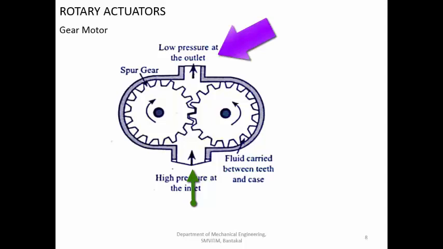So you have very good efficiency in the case of the gear motor, and it can also generate very large torque. The main disadvantage is it cannot be operated at very high speed. If you try to operate at very high speed, the vibrations will be very high. So for moderate speeds and good torque, we can always use the gear motor in both hydraulic and pneumatic systems.